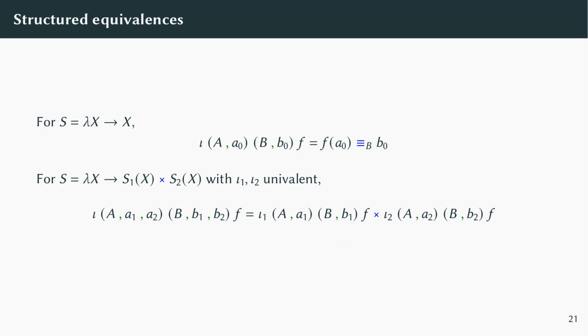So, for the structure of having a specified point that we talked about before, if we have two pointed structures A, A0, and B, B0, and an equivalence F between the carriers, then F is structured exactly when it sends A0 to B0. If we have a product of two structures, and both have a univalent notion of structured equivalence, then an equivalence is structured for the product exactly when it's structured on the first part and structured on the second part, and so forth.